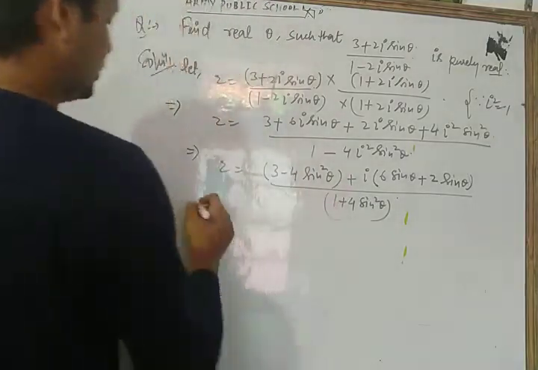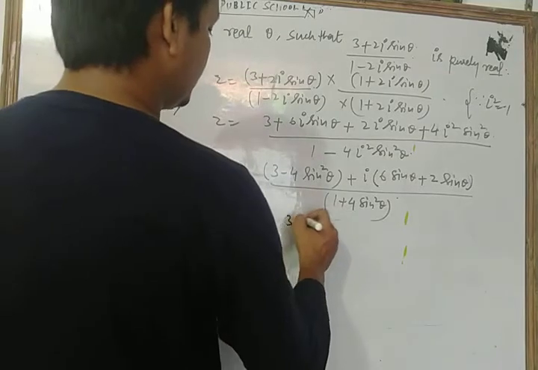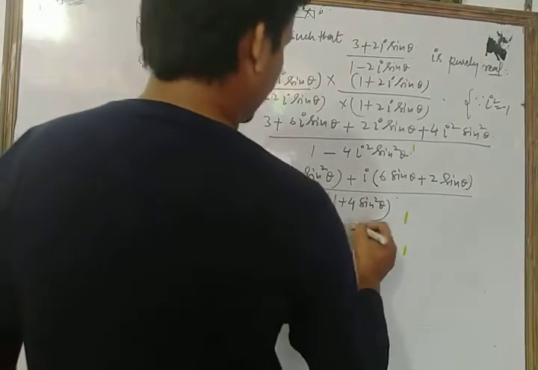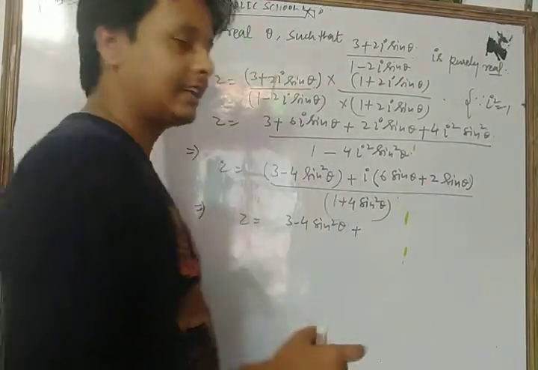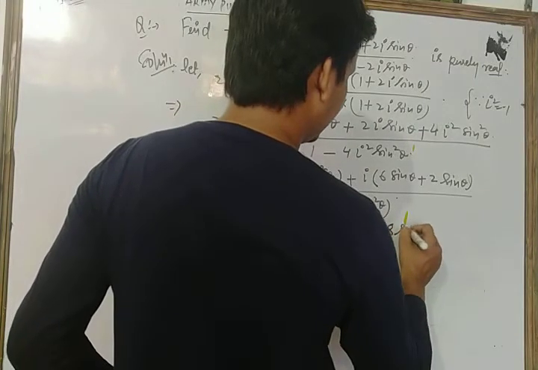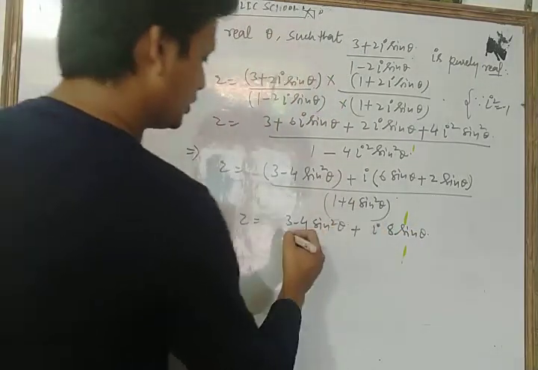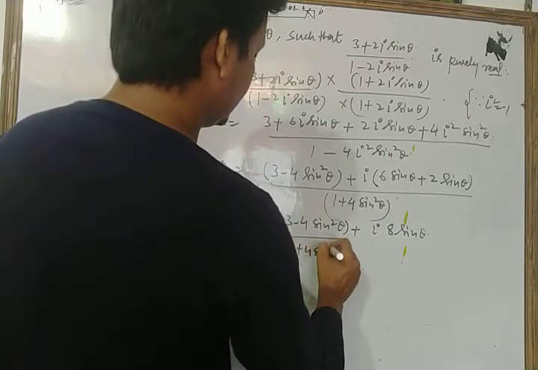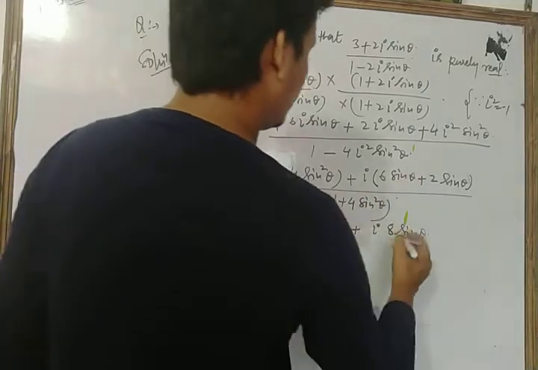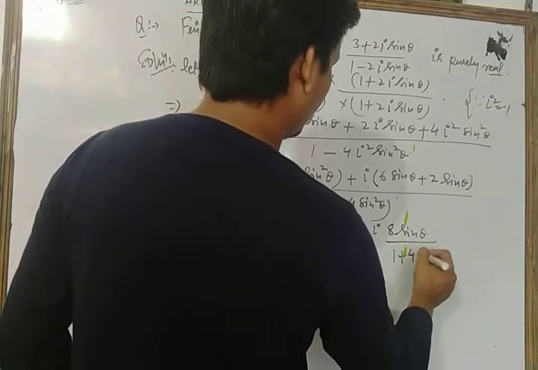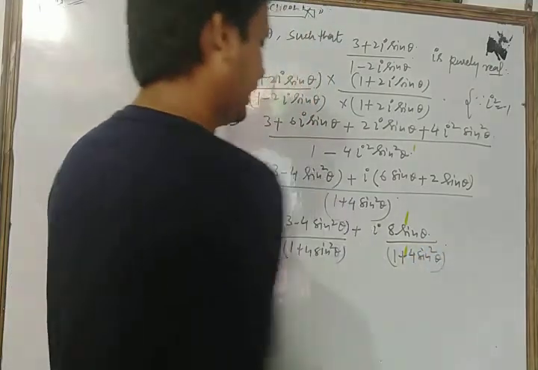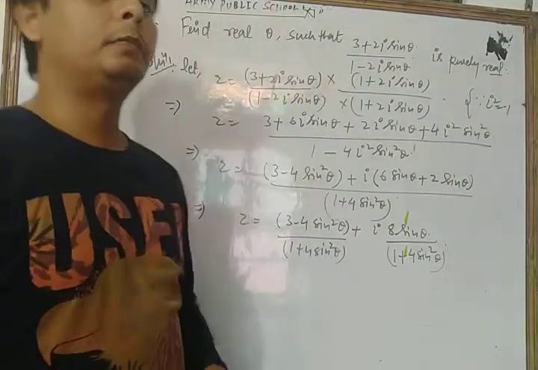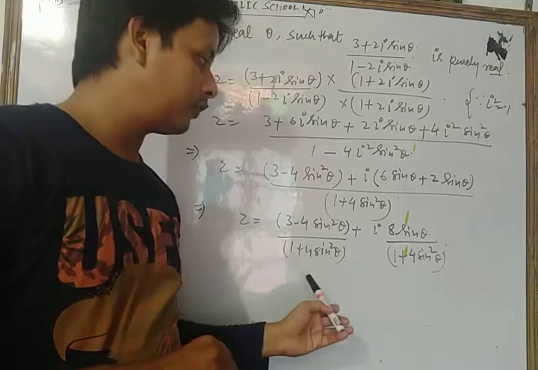Now let's see the step once more. z = 3 minus 4 sin square theta, plus 6 sin theta and plus 2 sin theta is 8 sin theta, i into 8 sin theta, and we separate each part. We write in this way: (3 minus 4 sin square theta) upon (1 plus 4 sin square theta), and i into 8 sin theta upon (1 plus 4 sin square theta). Now dear students, we have converted the given complex number into its standard form, in the form of a plus ib.